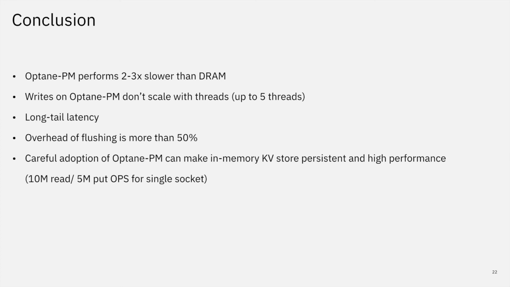However, our experiments prove that Optane PM shows potential with careful adoption. It can offer an in-memory key-value store with persistency as well as high performance. It can scale up to 10 million gets and 5 million puts operations per second for a single socket.